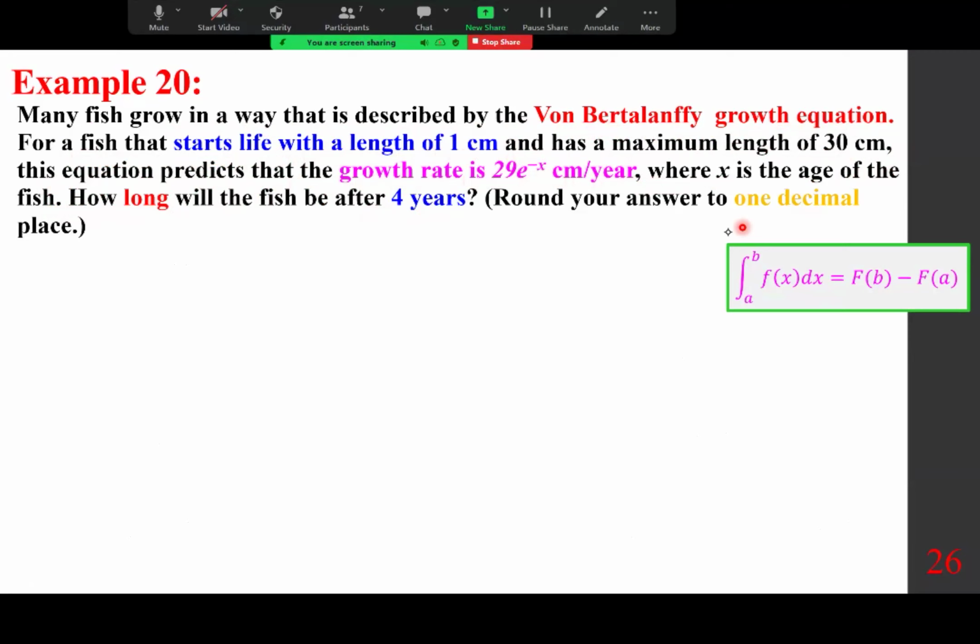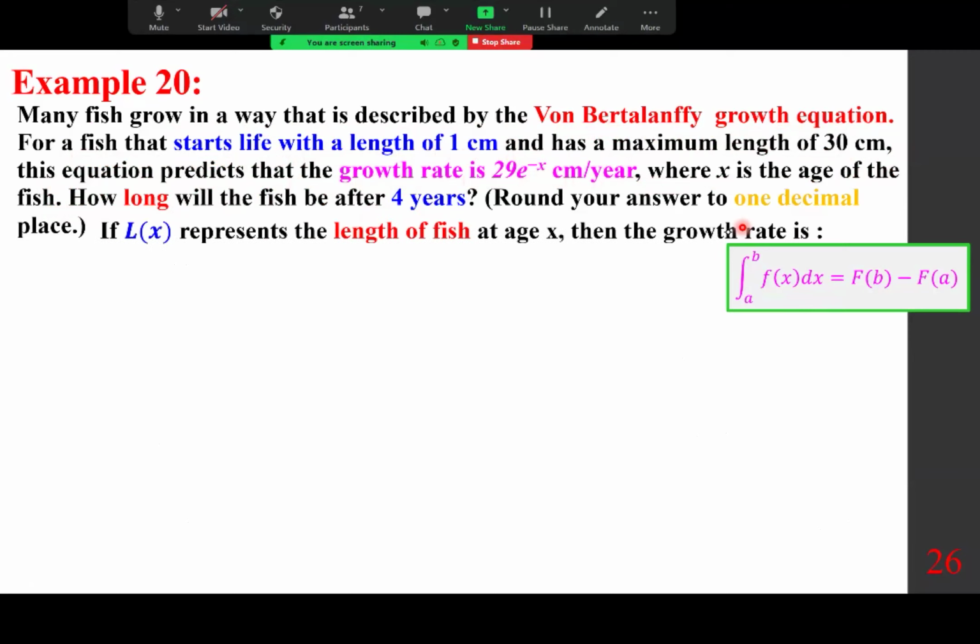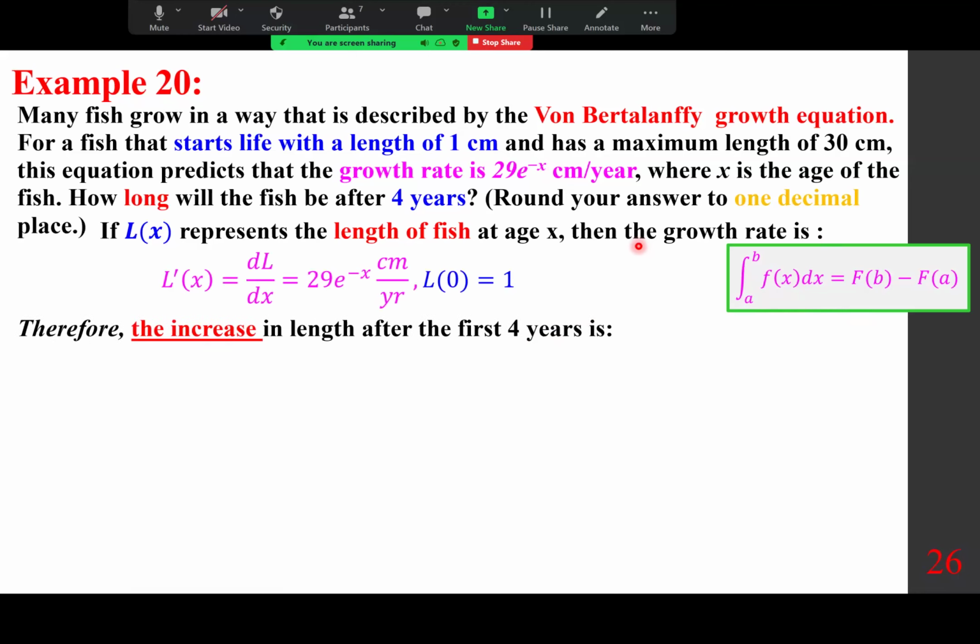If capital L of x represents the length of the fish at any age x, then this is L prime of x, or dL/dx, with the initial value L of 0 equals 1. The accumulated change theorem says the amount of increase after so many years is the integral from 0 to that number. So the integral of the growth rate, 29 e to the power minus x dx, from 0 to 4. The integral is negative 29 e to the power minus x. You plug in 4 and 0.